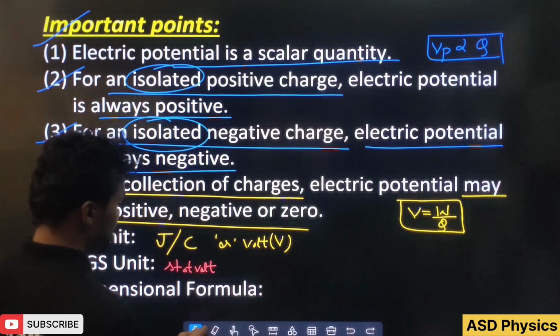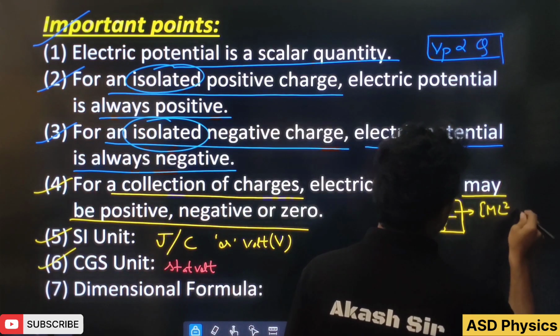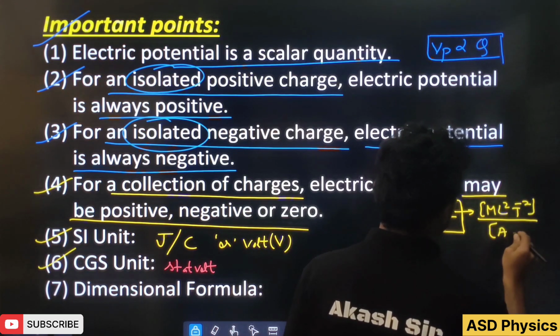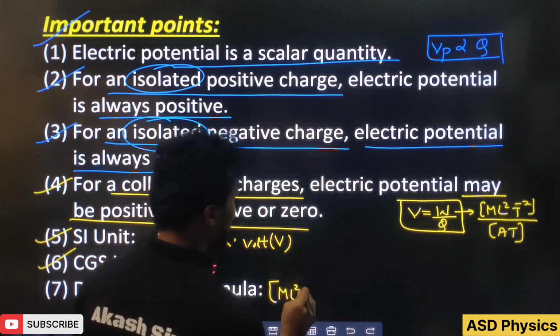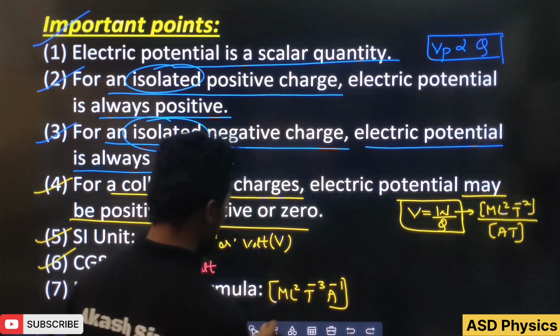Now students, after that, the dimensional formula. For work done, what is the dimensional formula? ML squared T to the power minus 2, and for charge it is AT. So just simplify this. What is the dimensional formula that will come here? ML squared T to the power minus 3 A to the power minus 1.